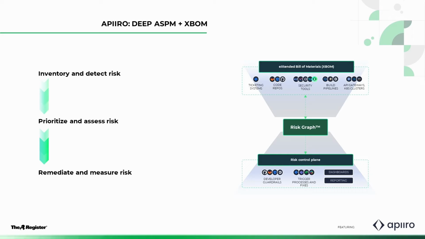Having that layer helps you prioritize and assess the risk by having that deep understanding of your environment. And of course, we help you remediate and measure your risk so you can improve your organization over time. So this is how the XBOM approach is all connected to risk reduction and risk mitigation.